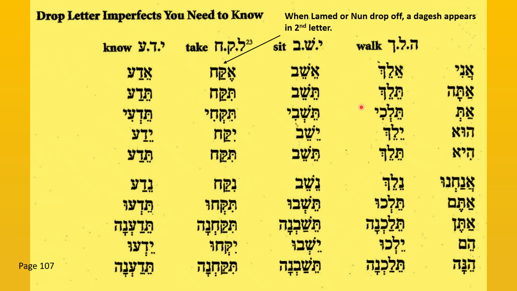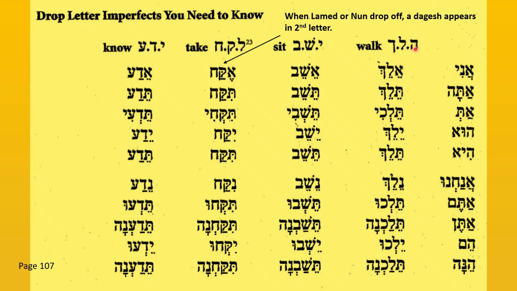Page 107 gives you this chart on the page. So here are the pronouns: I, you masculine singular, you feminine singular, he, she, we, you masculine plural, you feminine plural, him, they, and hena, they masculine and they feminine. So those are the pronouns. And then taking a look in the imperfect tense, you see how these four verbs are going to look.